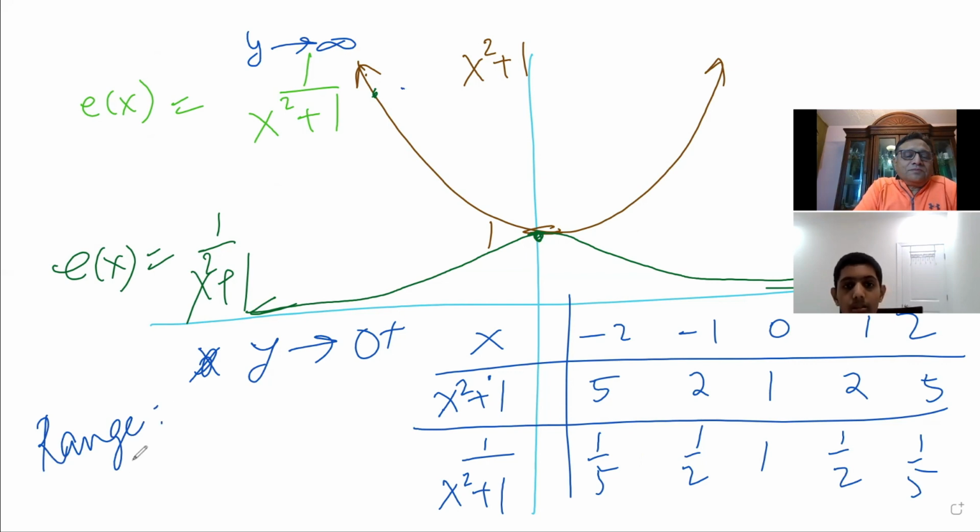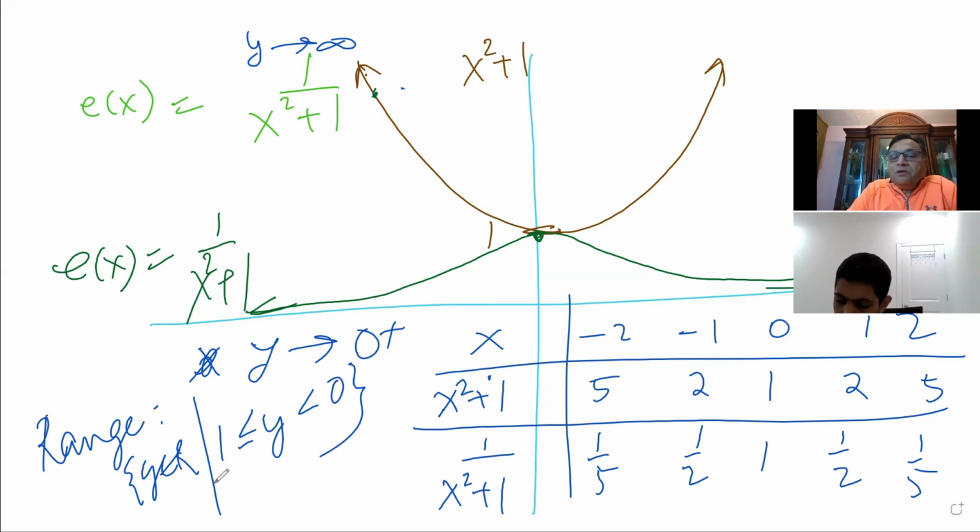It belongs to real numbers, but can't equal 0. It is less than 1 also. So the y value is between 0 and 1, but 1 is included. You get the idea. So that is a very important question.